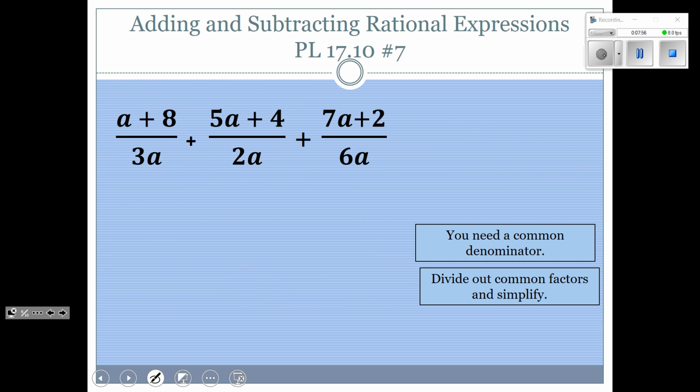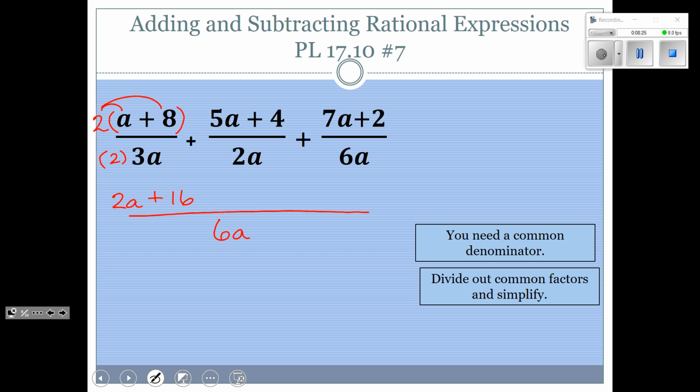This one is number 7. Common denominator would be 6a. So we're going to write 6a. In the first term, what do I have to multiply 3a by to get 6a? That would be multiplied times 2. We have a binomial, so we are going to multiply this binomial times 2. In order to do that, we're going to have to do the distributive property. So 2 times a is 2a, and 2 times 8 is 16.